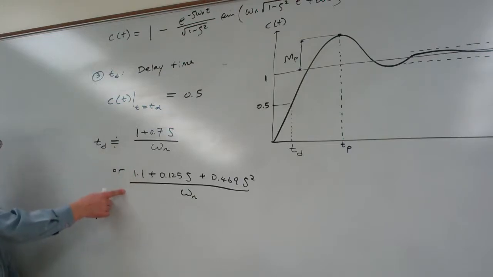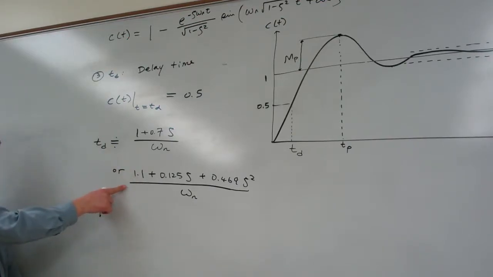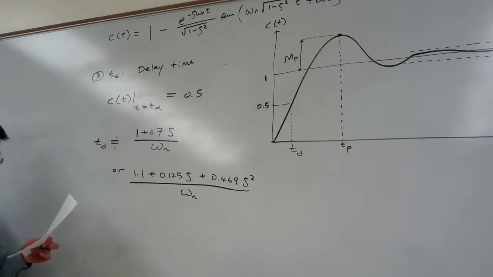They both are curve fits to simulated numbers. So people come up with two approximations. I believe this one is from our textbook, and this one is from another reference book. So that is the TD, and then the other one we're going to find is TR.